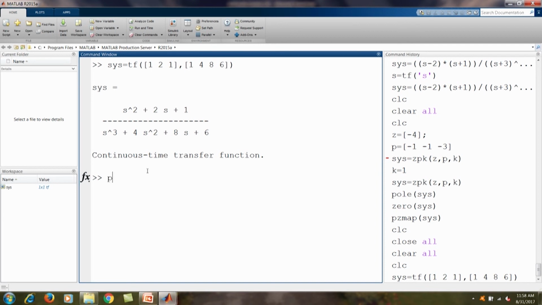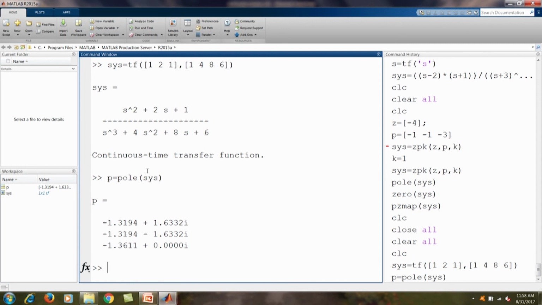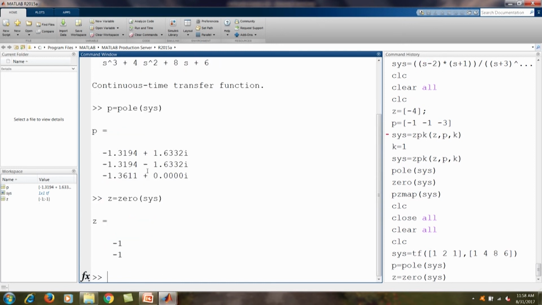Now we have to find the poles. We know that p equal to pole of sys. So we have got the poles. Now we have to find the zeros. So z equal to zero of sys. We have obtained the zeros, that is -1 and -1. So there are two zeros at the same location.